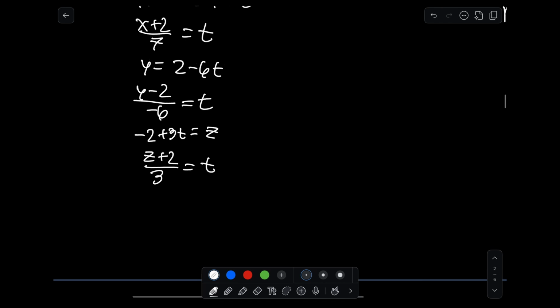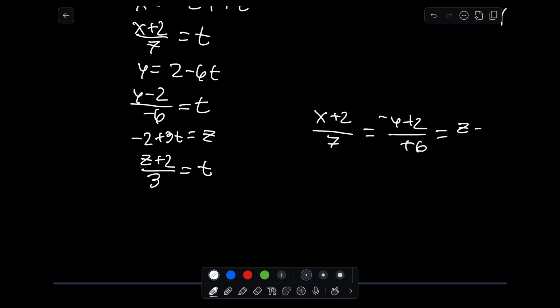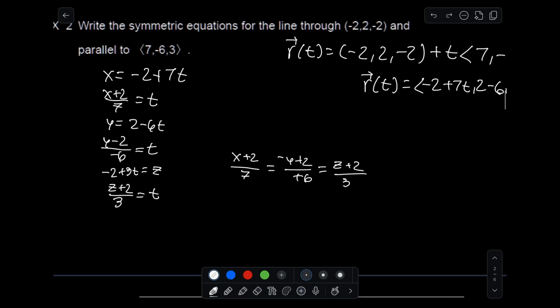And now we can set these all equal to each other. So it would be (x plus 2) over 7 equals (y minus 2) over -6, equals (z plus 2) divided by 3. If you want to simplify, you could, but it doesn't really matter for the sake of this problem. So we just removed the parameter t, and now you have symmetric equations for all three coordinate directions.